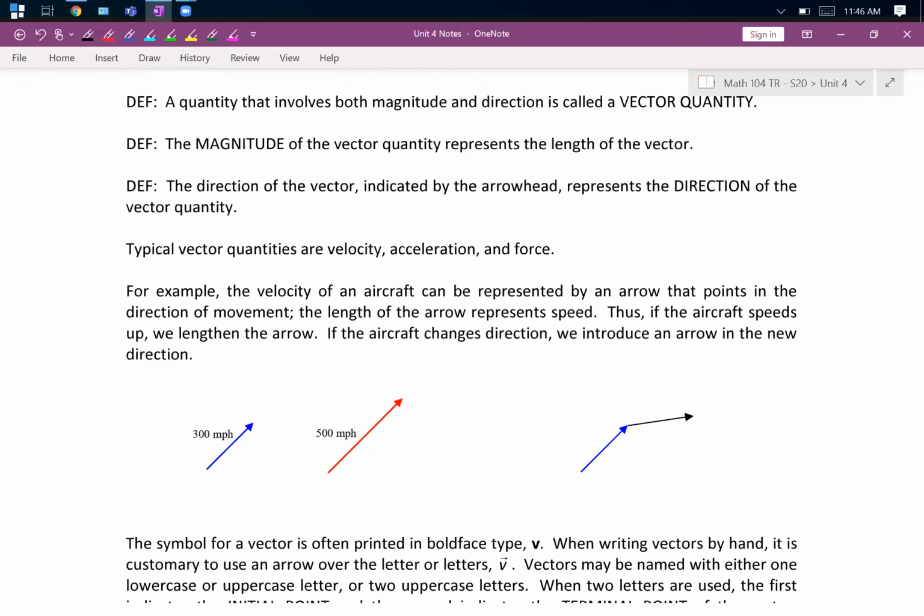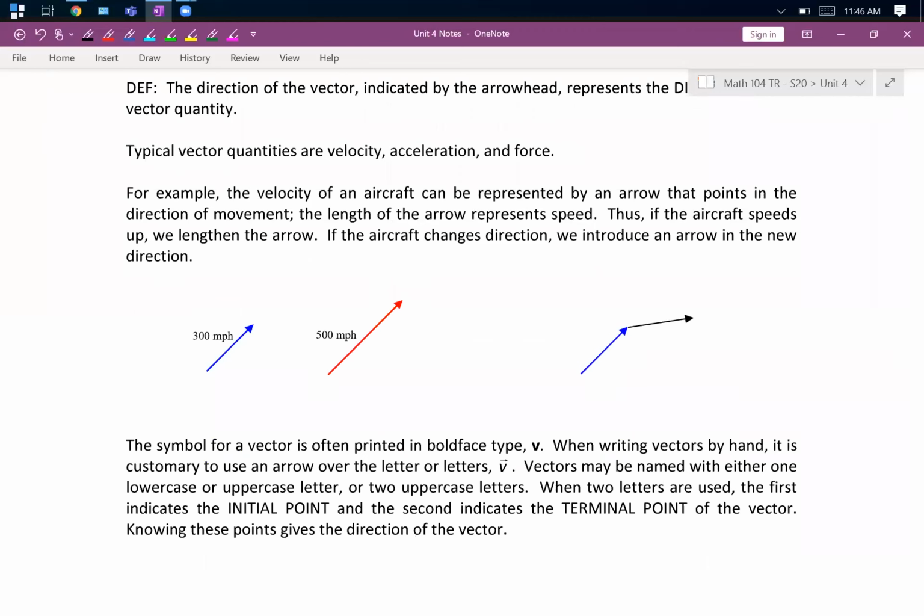Typical vector quantities are velocity, acceleration, and force. So, for example, the velocity of an aircraft can be represented by an arrow that points in the direction of movement. The length of the arrow represents the speed. Thus, if the aircraft speeds up, we lengthen the arrow. If the aircraft changes direction, we introduce a new arrow in that new direction.